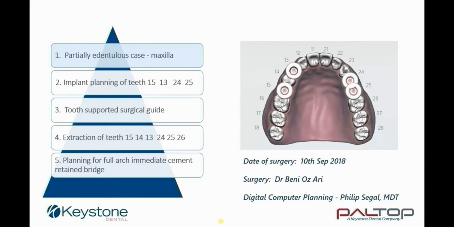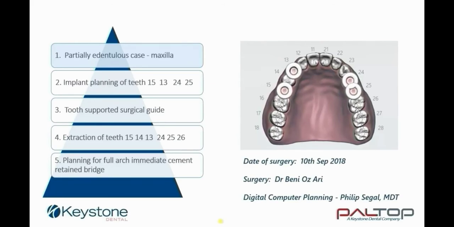Teeth 15, 14, 13, 24, 25 and 26 will be extracted, and there will be planning for a full arch immediate cement retained bridge. In the anterior segment of this case, there is an existing porcelain bridge. This will provide support for the surgical guide during the surgical phase.